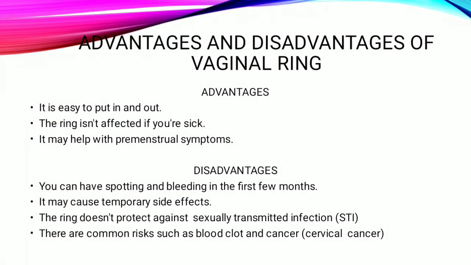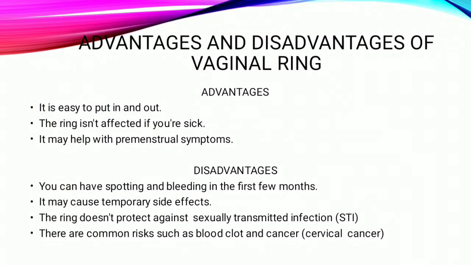Using the vaginal ring, a woman can encounter some risk like blood clots and cancer. So blood clots: a very small number of people using the vaginal ring may develop a blood clot in a vein or an artery. Don't use the ring if you've had a blood clot before.